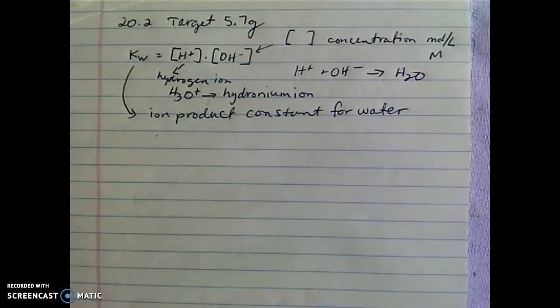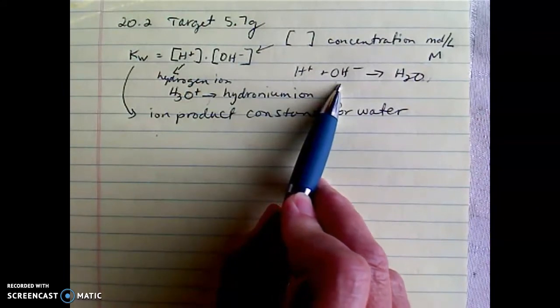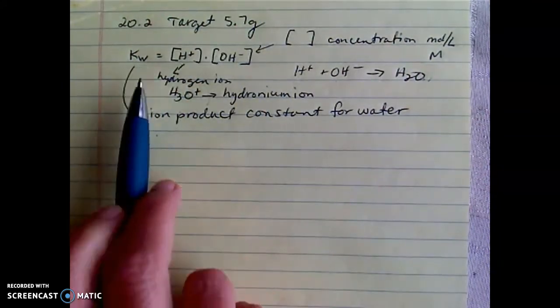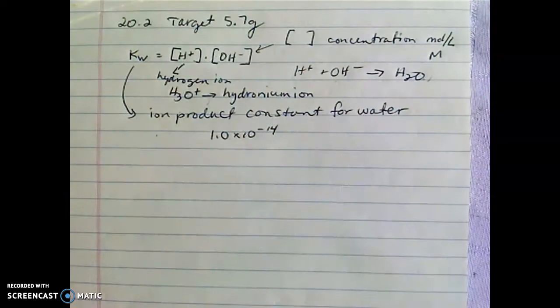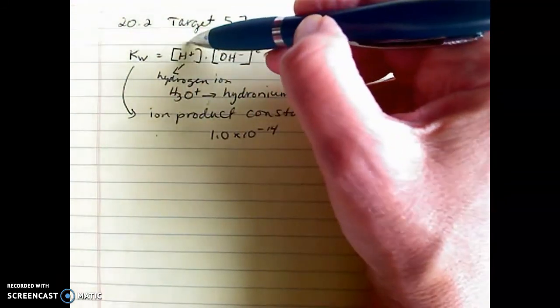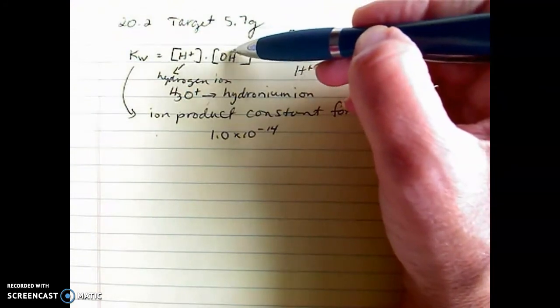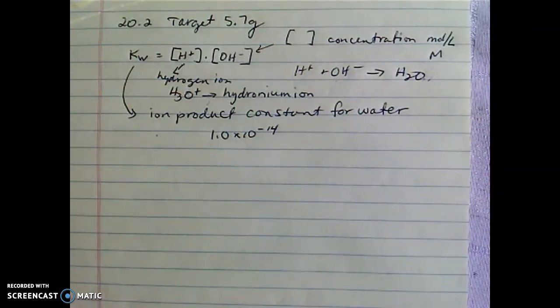Now, water is considered to be neutral as long as it is pure, which means you're always going to have equal amounts of H plus and OH minus, and that's why it is equal to a constant. Now that constant is 1.0 times 10 to the negative 14. So it's always going to equal that when you multiply those two together. So if for some reason your H plus concentration goes up, your OH minus concentration would have to go down so that it would always equal this constant.